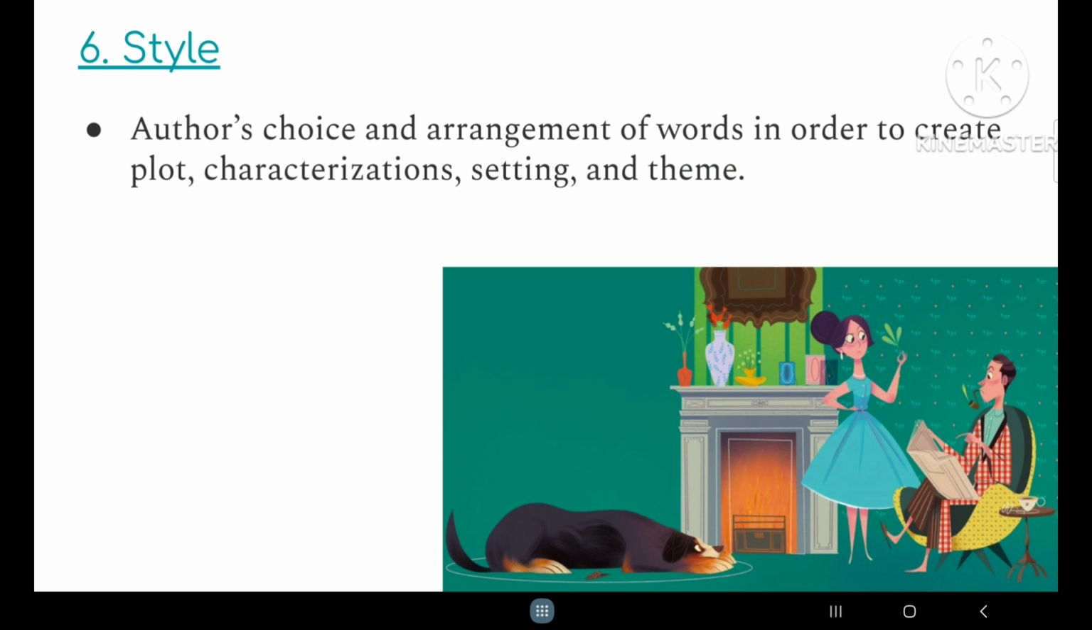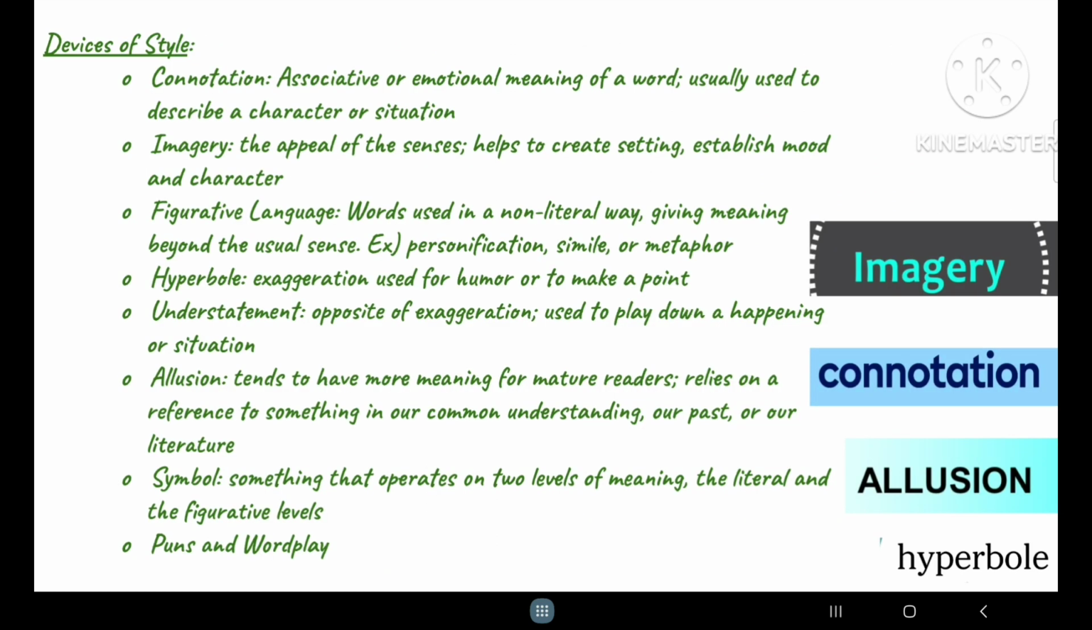The sixth literary element is style. Author's choice and arrangement of words in order to create plot, characterizations, setting, and theme can be described as style. Now let's discuss some examples of devices of style. First one is connotation. Connotation is the associative or emotional meaning of a word, usually used to describe a character or situation.